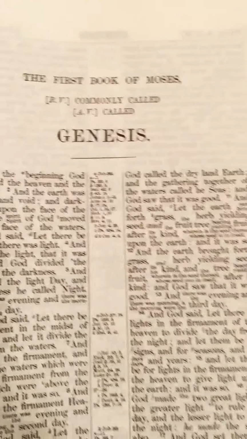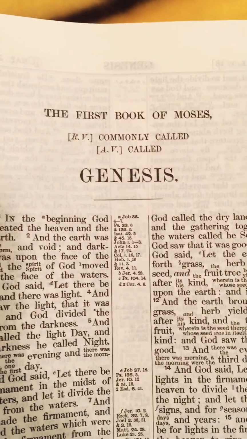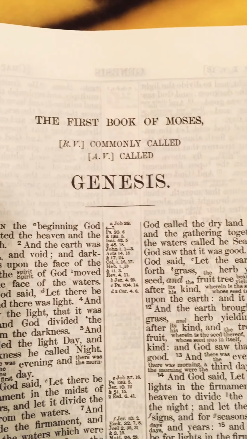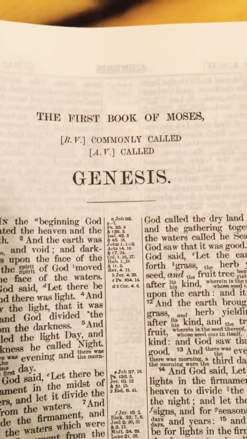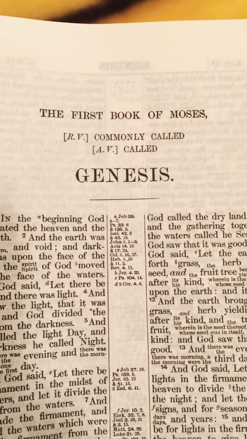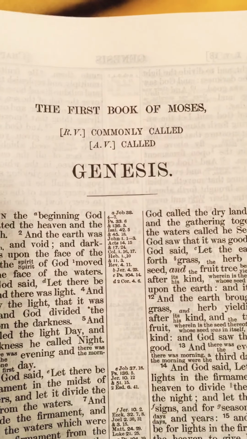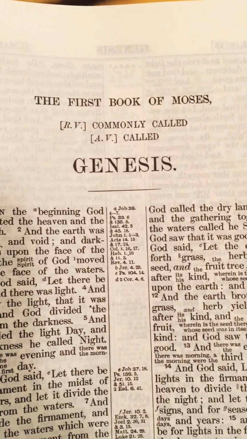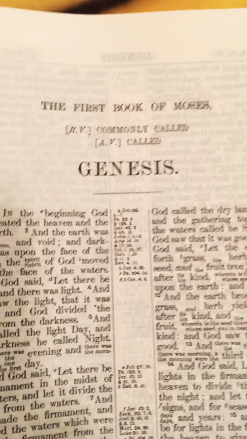In fact, the variants are even given for details such as the title. The first book of Moses in the Revised Version and also in the AV says commonly called Genesis. We know Genesis means beginnings. In fact, in other languages, they say either turn to the book of First Moses or turn to the book of Beginnings or something very equivalent to that. The Authorized Version is the King James Version, and it states the first book of Moses called Genesis.